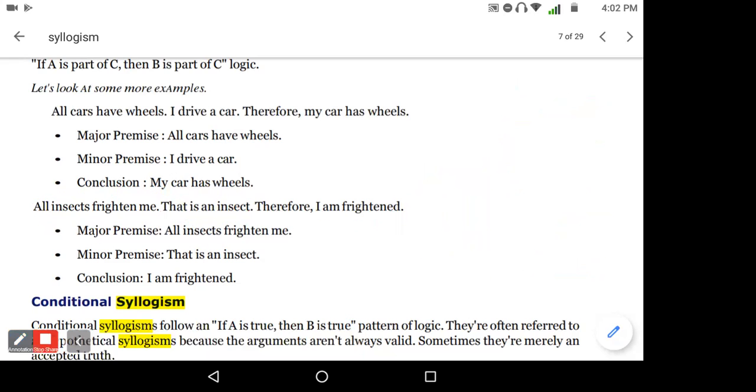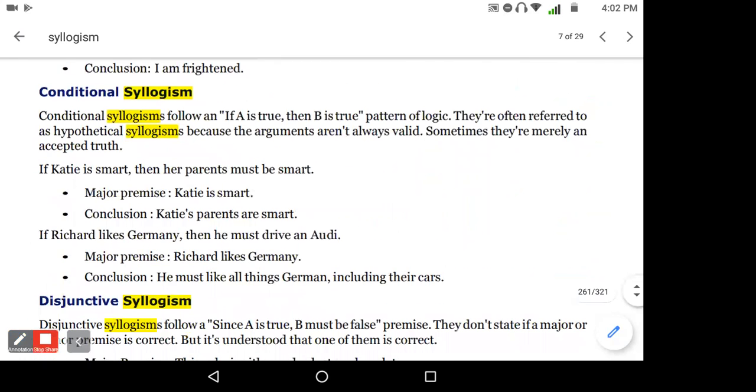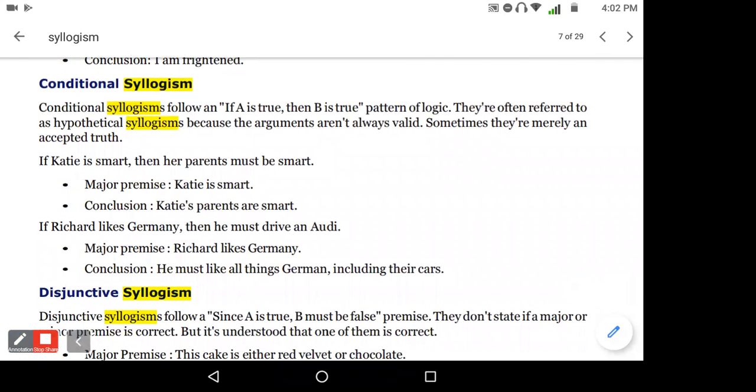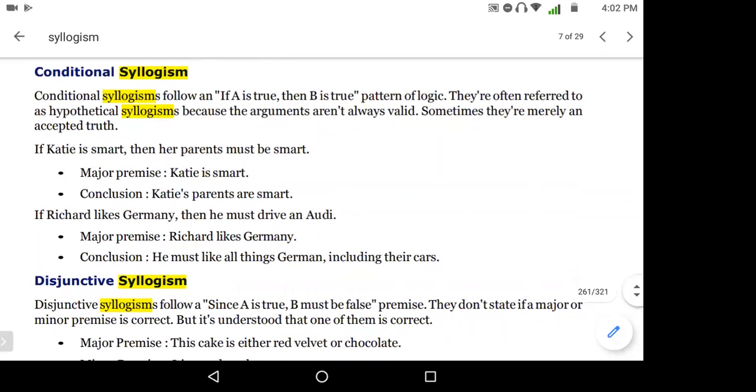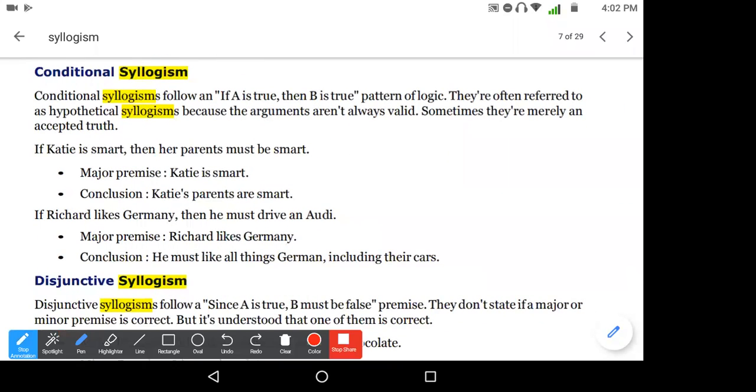Now let us move further. Let us understand conditional syllogism. These are simple things. They'll not give you separately as conditional, categorical and all. Simply they'll give you the questions for you to answer. Conditional syllogism follows an if A is true, then B is true. So this becomes a little challenging. If A is true, then B is true. So that is conditional syllogism.